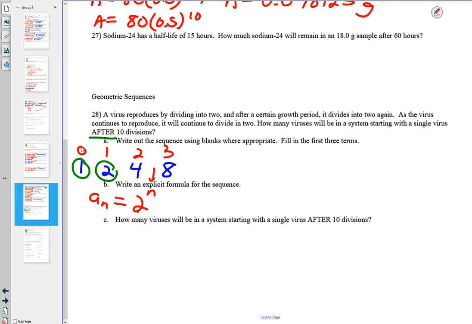How many viruses will be in the system starting with a single virus after 10 divisions? Okay, then that would be a sub 10, which is equal to 2 to the 10, which is equal to 1,024. It will be 1,024 viruses.